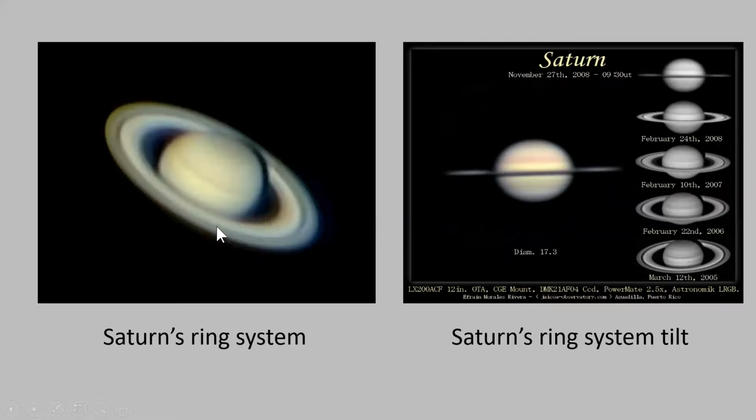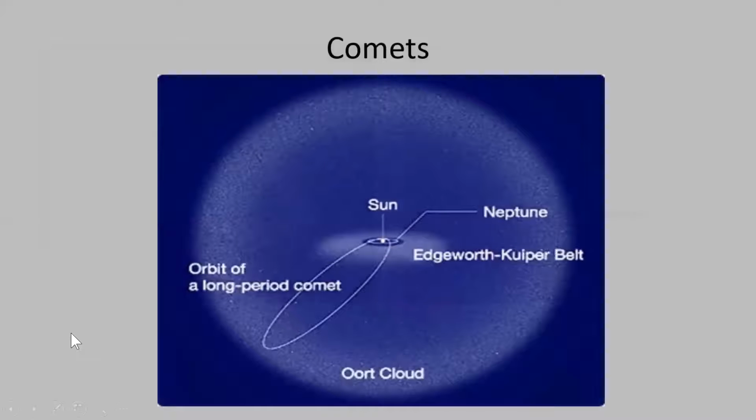Now, Saturn's rings go through a tilt period. Sometimes they're edge on, and during that period of time, they're actually invisible. But as you can see from these dates, the rings open up and close with time. So right now, the rings are fairly open, and it's a beautiful thing to look at and easy to find.